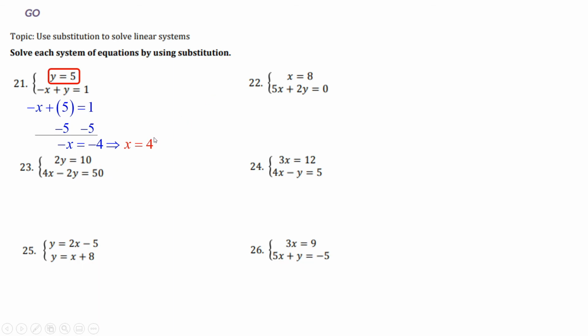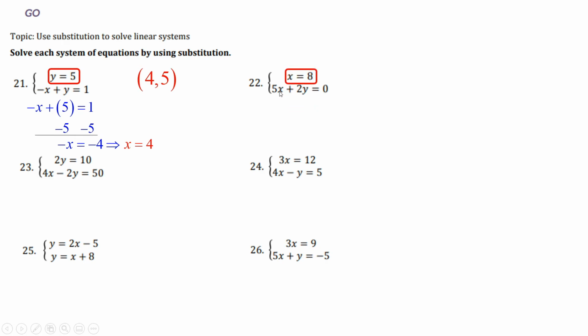All right, now we have the x-coordinate of the point of intersection of these two lines. So x is 4. And what is y? Well, they already told us. Y is 5. So that point, that ordered pair 4, 5 is the point where the horizontal line y equals 5 and the oblique line negative x plus y equals 1 would intersect. And that's substitution.